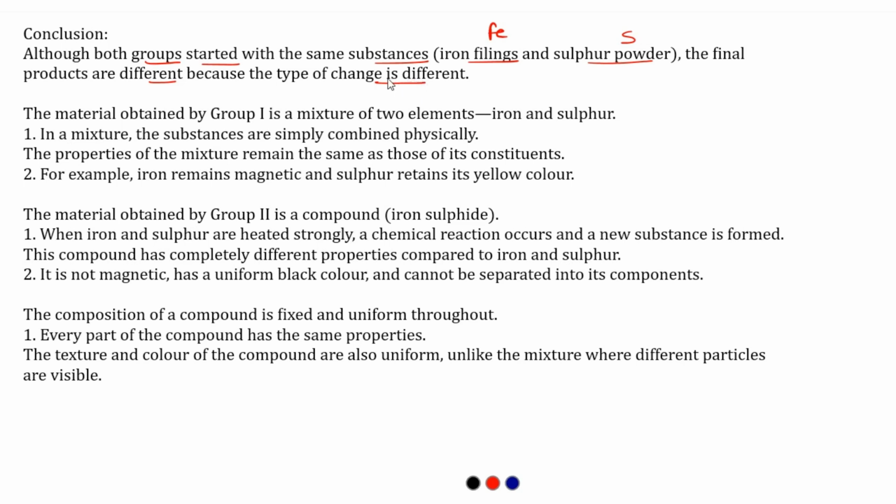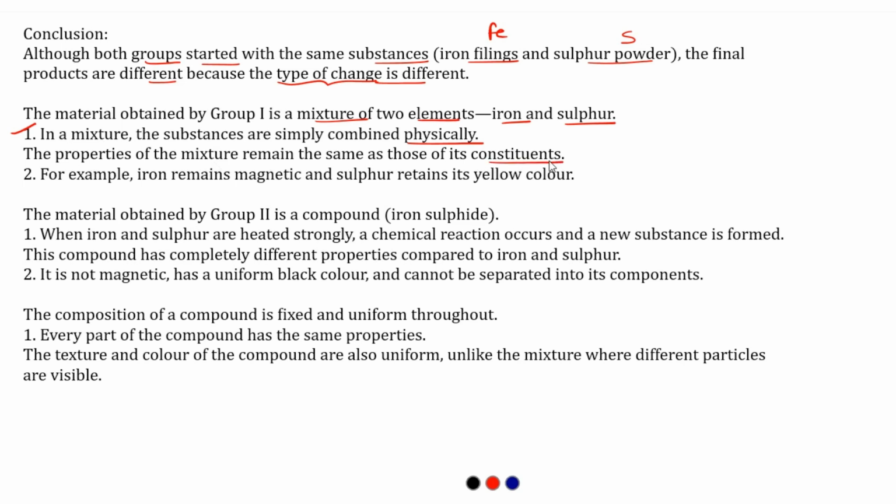What is the final product? In group 1 we saw a mixture, and in group 2 we saw a compound formation, because the type of change is different. Then the material obtained by group 1 is a mixture of two elements, that is iron and sulfur. So in this case, first point is, in a mixture, the substances are simply combined physically. They will not react. The properties of mixtures remain the same as those of the constituents.